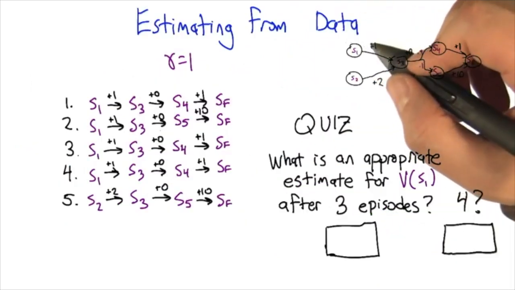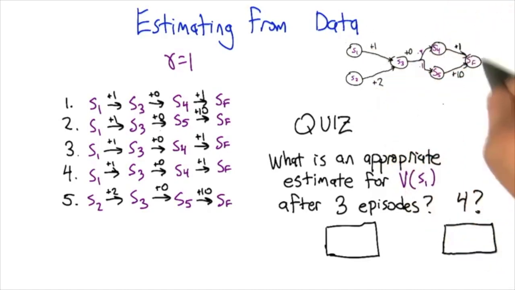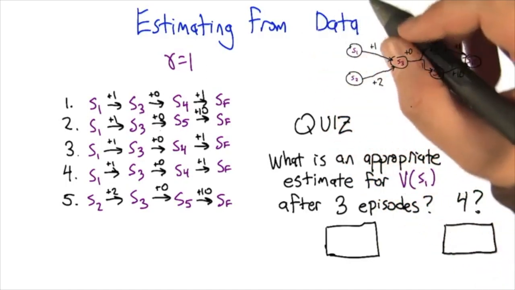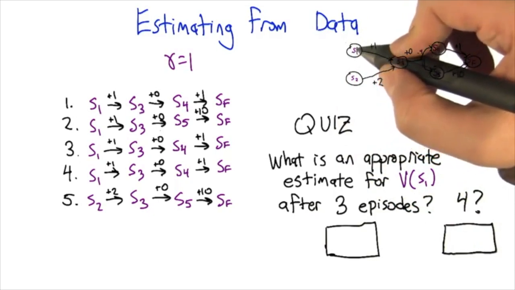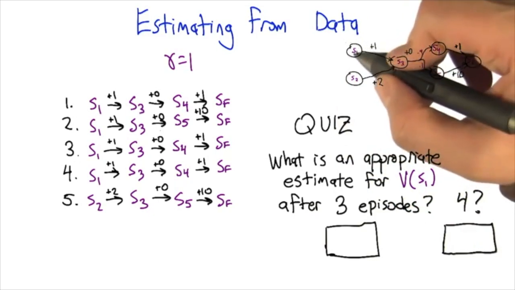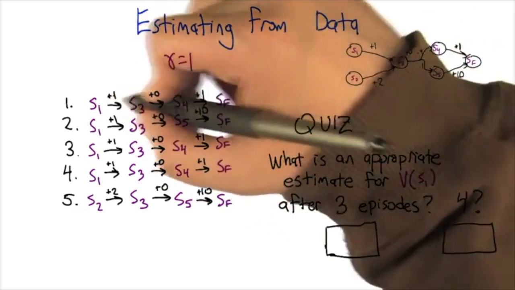So let's think about how we could get those same values from data instead of knowing in advance what the model of this particular Markov chain is. So let's imagine that we're going to do a series of simulations starting from S1. It's going to hop around, and with some probability, it's going to go S1 to S3, and then either S4 or S5, and then to SF, and then it stops. And so let's imagine that we've done that, and these are the episodes.